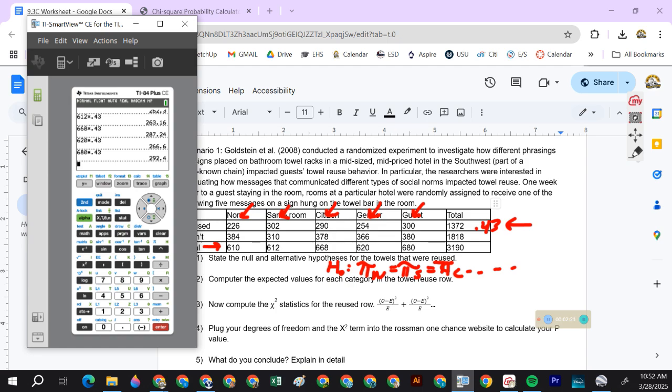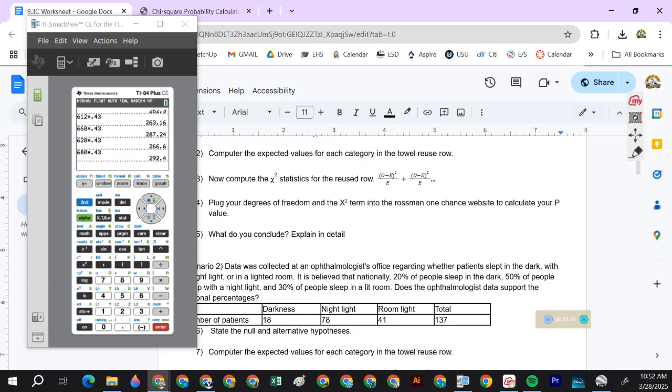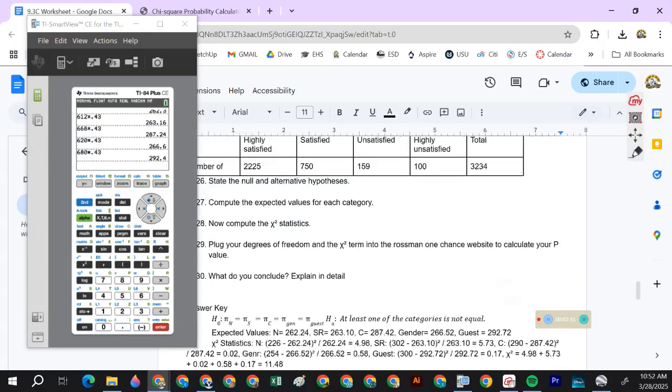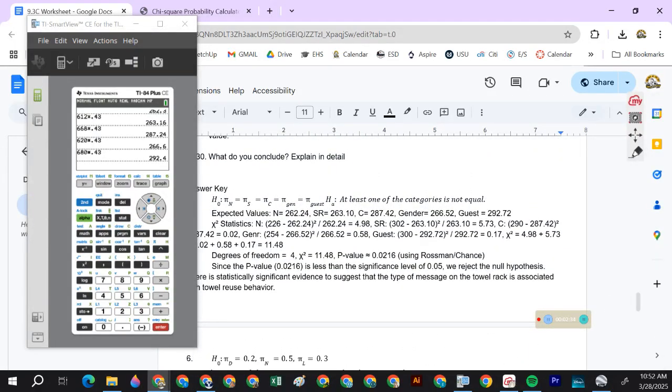So I'm going to compute the chi-squared statistic. Watch how fast I can do this. Not often I have the answer sheet finished. Okay. So here are the subtractions for the chi-squared. So we end up with 4.98 and 5.73 and 0.02 and 0.58 and 0.17, and I add all those together and I get a chi-squared term of 11.48.